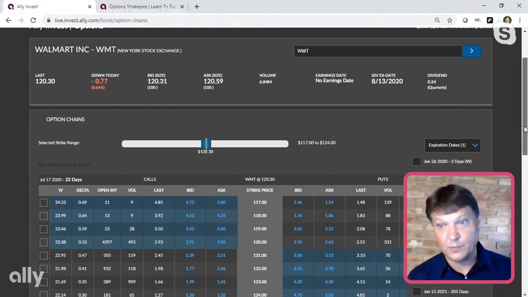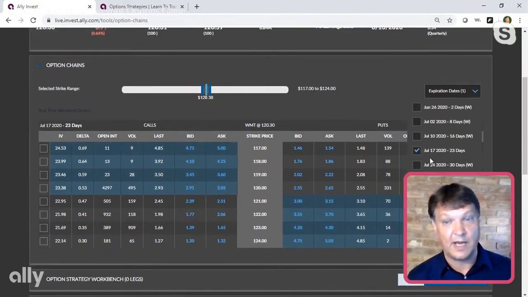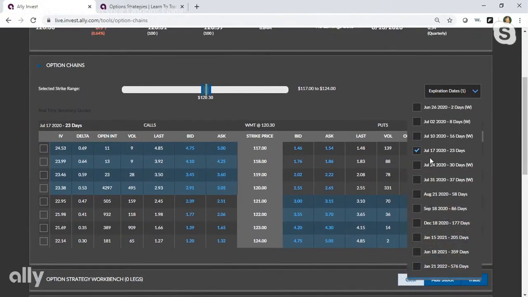We have all the different expirations you can choose from. You can just check a box. Right now, we're going to look at the July 17th expiration. It's 23 days away. Why am I picking that? Well, it's the monthly expiration. It's the third Friday of the month. You could look at the 16-day, the 8-day. It all depends on your forecast, everything that I talked about on this event.